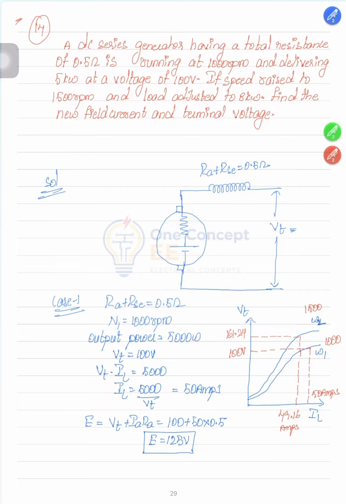Hello everyone, this is one of the DC machine questions. Let's get into the question.